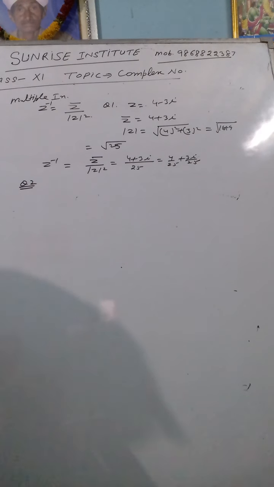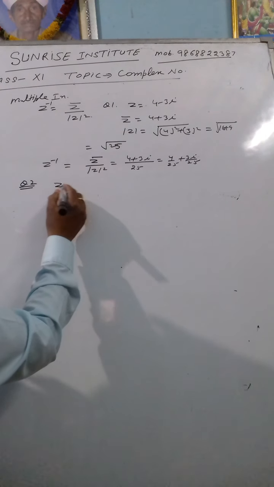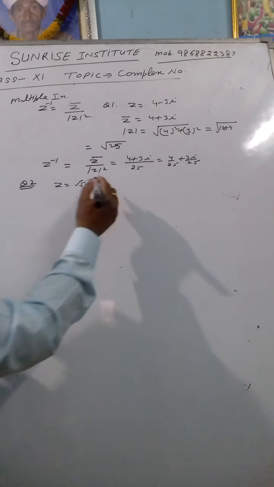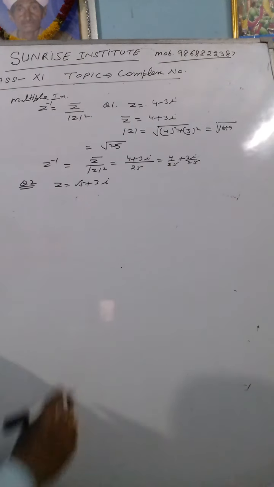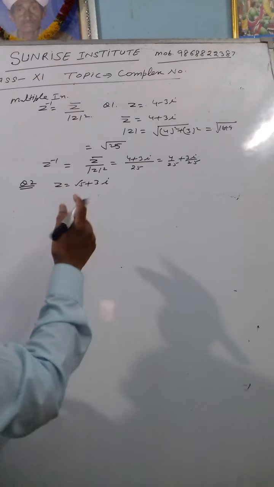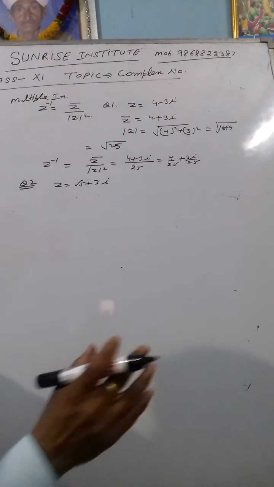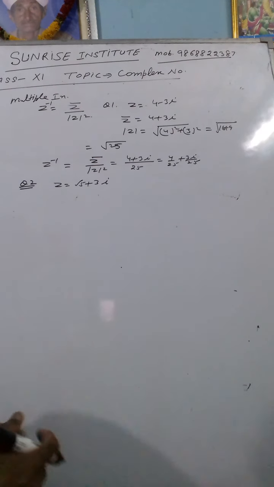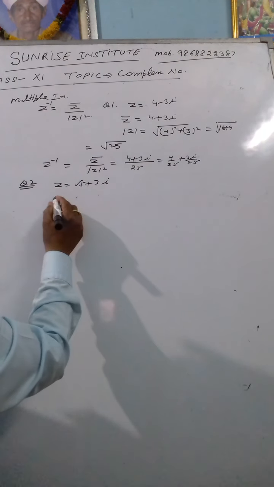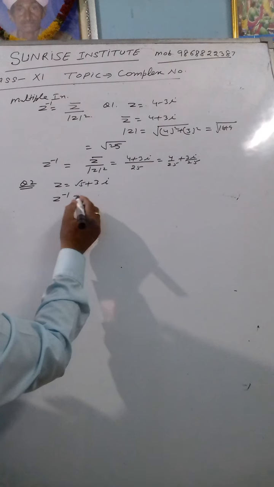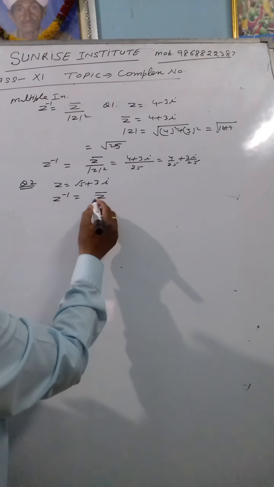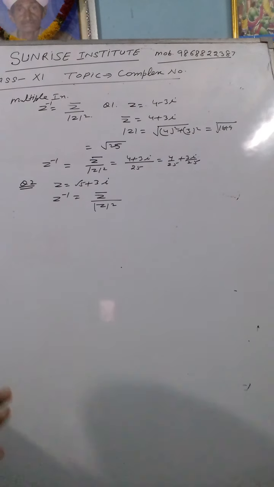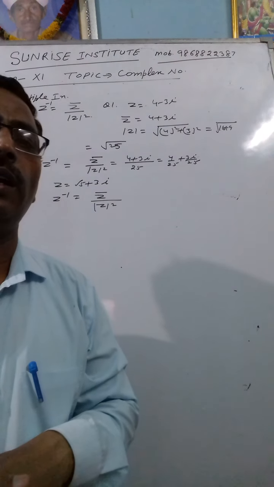Example second. Z equal to root 5 plus 3 iota. Okay students, the multiplicative inverse will be, first we write the formula of the multiplicative inverse. Z inverse equal to conjugate of z upon modulus of z square. Okay students, mod z square.